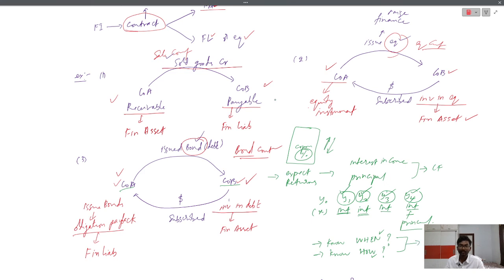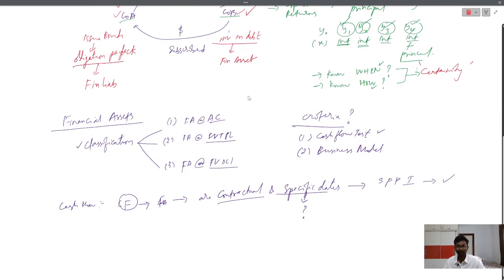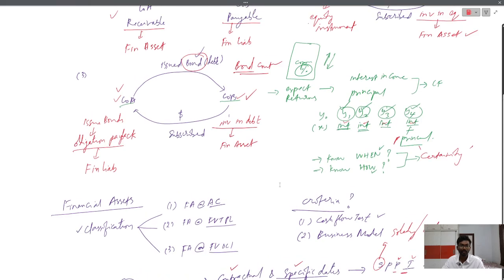So I can say there is some sort of certainty here, right? If the cash flows are certain, they are contractual in nature, they are arising on specific dates, they represent solely payments of principal and interest. Solely, only. Do you get anything more than the principal and interest from the bond investment? Do you get anything more or less? No, you will get whatever is specified in the contract.